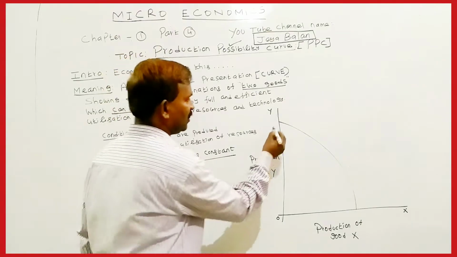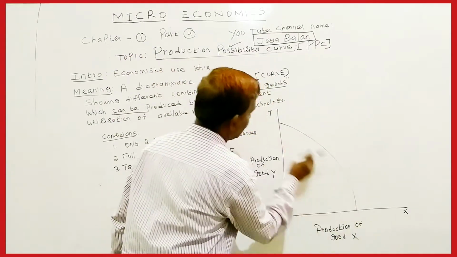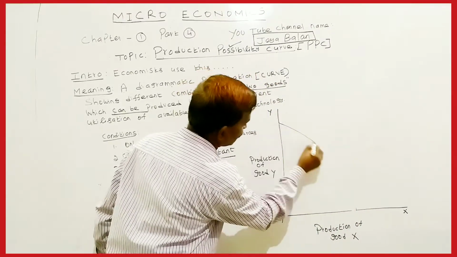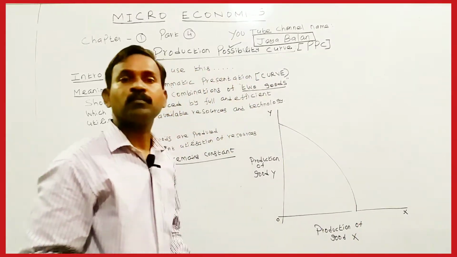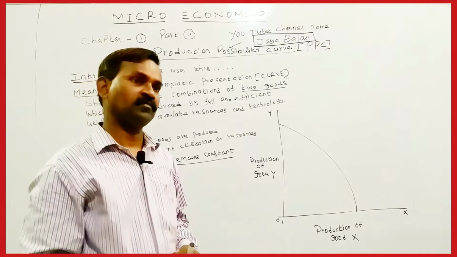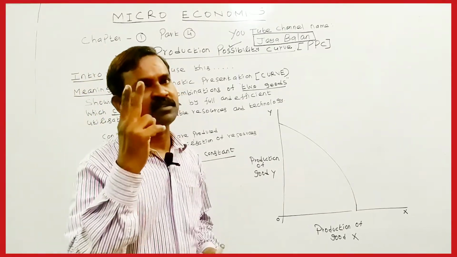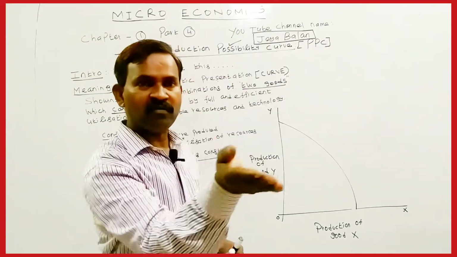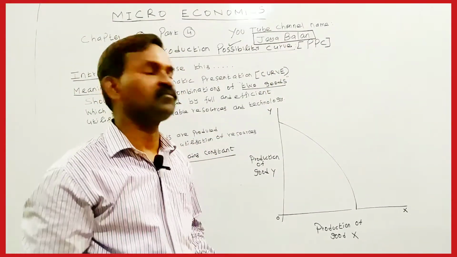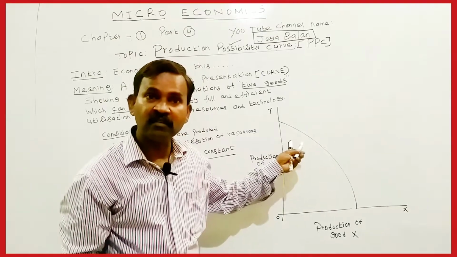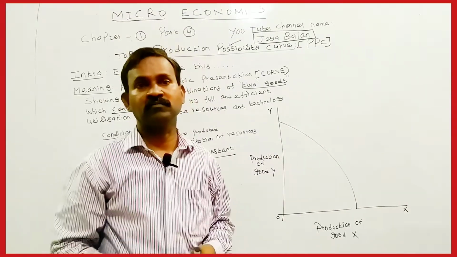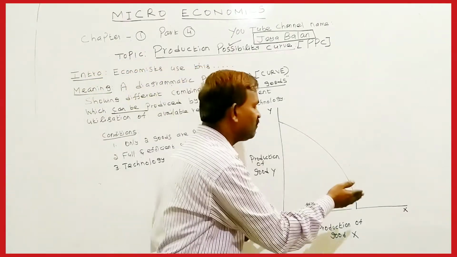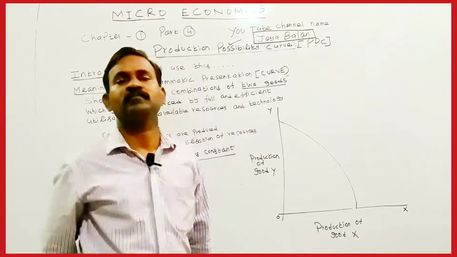Okay. Now you see, I drew a curve. You see here? I drew a curve. This is the shape of the production possibility curve. There are two main shapes from the mathematical point of view. One is concave, the other one is convex. What is it? This is concave. The production possibility curve is concave in its shape.